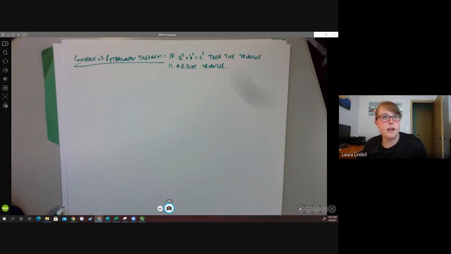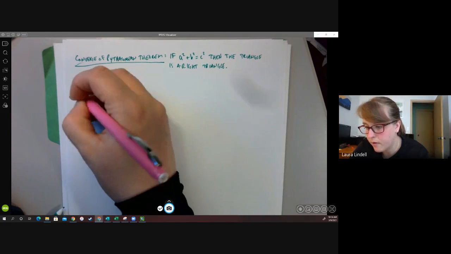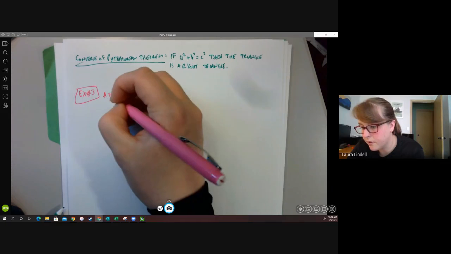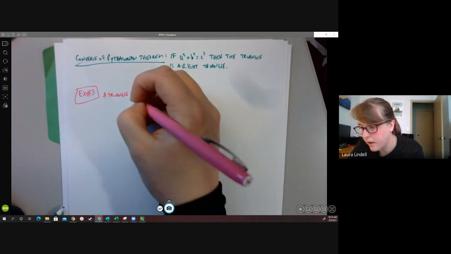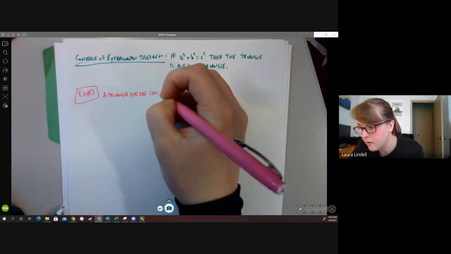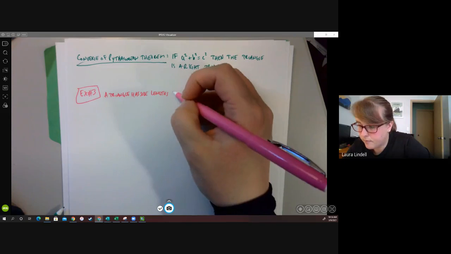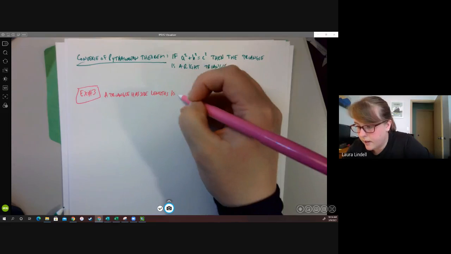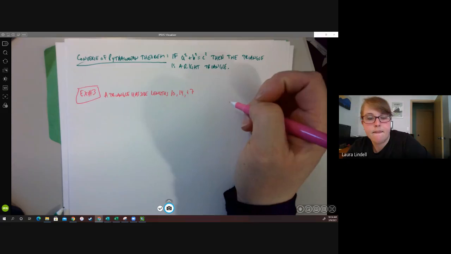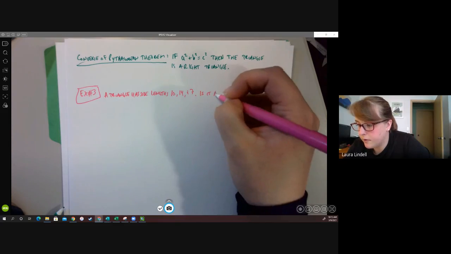So the way that you'll see this played out is, let's see, we're on example number 3 now. A triangle has side lengths 10, 14, and 7. Is it a right triangle?